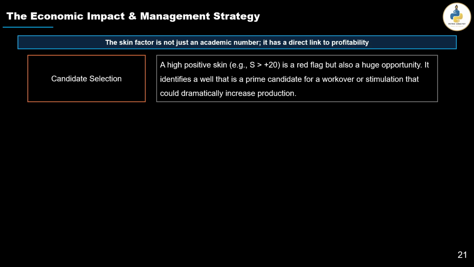What is the economic impact, or how can we use the skin in our management strategy? It can be used for candidate selection. Imagine you have a well with a skin factor of plus 20. This is a red flag. We all know this. But this can be a huge opportunity. If you solve this problem and reduce the skin factor of this well, it can dramatically increase the production from this well. So it can be used to identify a well that is a prime candidate for a workover.